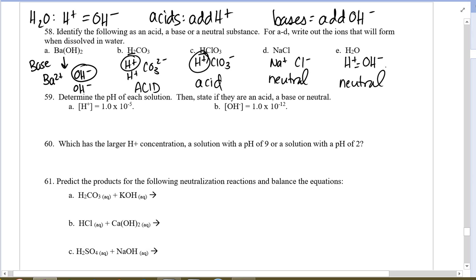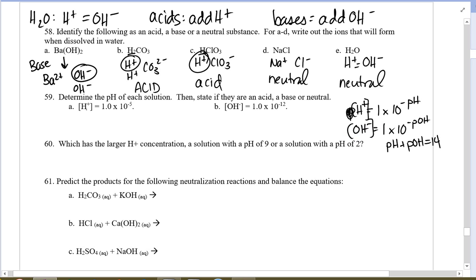Okay, so we look down here, number 59. We've got these equations that we want to be comfortable with using. The H+ concentration is 1 times 10 to the negative pH. The OH- concentration is 1 times 10 to the negative pOH. And then pH plus pOH equals 14. These equations are all going to be given on a test. You don't have to memorize them. You just have to be able to use them.